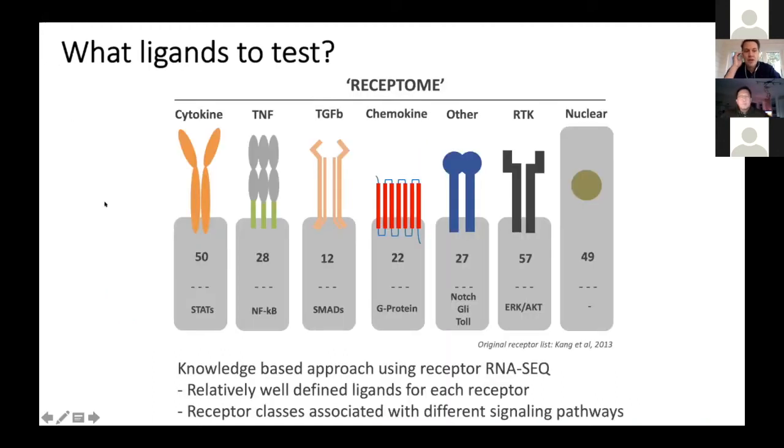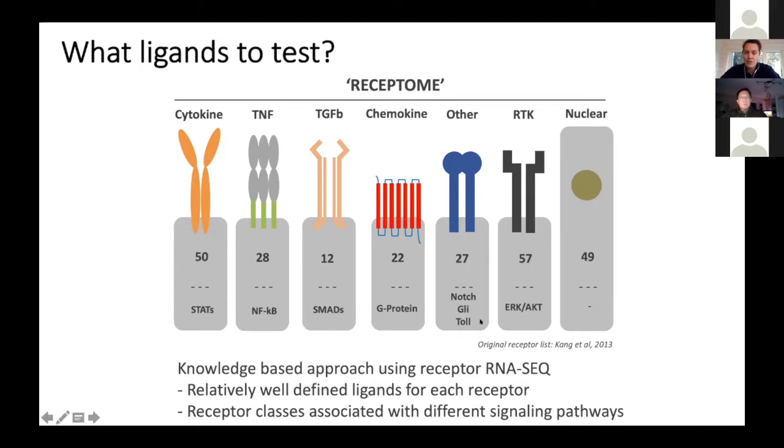So after deciding on the cell line to test, MCF10A, and modifying the media in order to see an induction in proliferation and also a reduction in the cell number, the next question is which ligands to test. To do this, we tried a knowledge-based approach using receptor RNA-seq, which both our lab has collected and many other labs have collected.